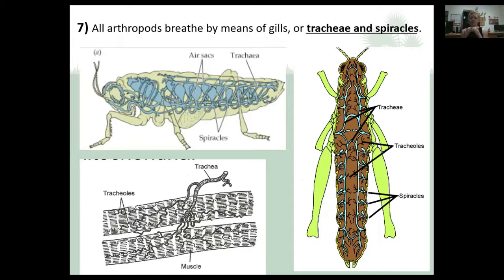And these tracheae split up into smaller and smaller tubes, which are tracheoles. In the bottom left image, you can see that they go within the muscles. Each one of these even smaller branches will try to get as close to the mitochondria inside individual cells as possible. So it's a really intricate system of how they get oxygen to every single cell and muscle in their body.